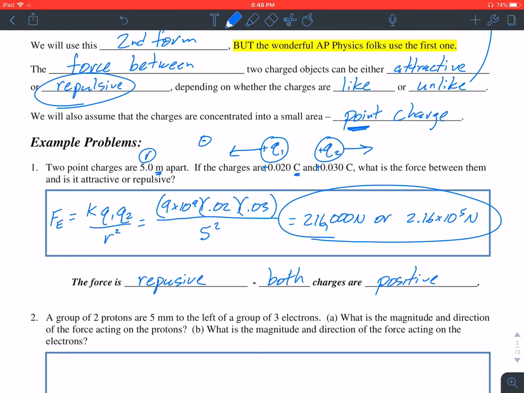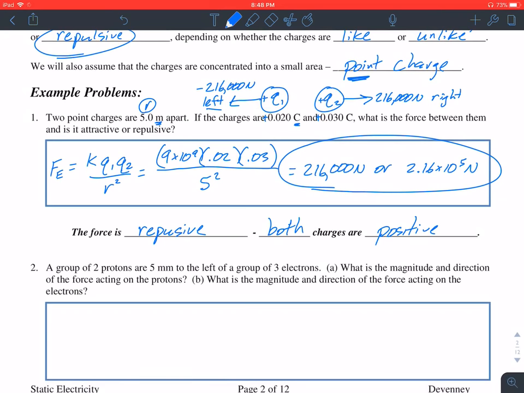So if we asked, hey, what's the force on that 0.03 Coulomb charge, we could say, well, it's 216,000 newtons to the right. Or if it was this other Q1 charge, well, we'd say it's negative 216,000 newtons, and we would say that that force is to the left for that one. So that problem is about as easy as it's going to get as far as number one goes.